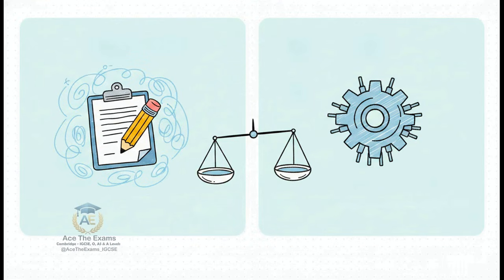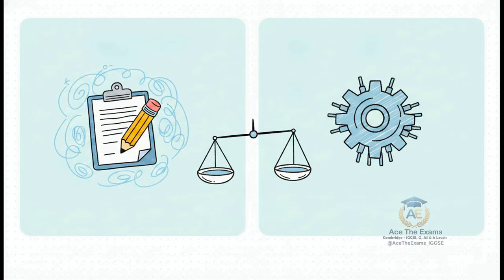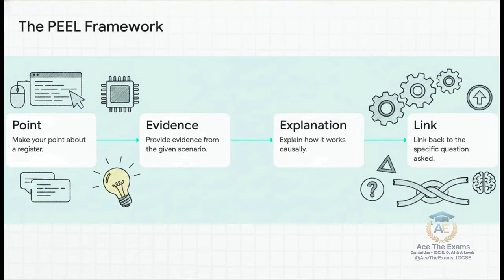Establishing this fundamental theoretical architecture and clearly contrasting their roles rather than just listing them is exactly what Cambridge Computer Science demands for mastery. If you don't show the contrast, you don't get the marks. Simple as that. So, you might be wondering, how on earth do we structure that theoretical knowledge perfectly under exam pressure?